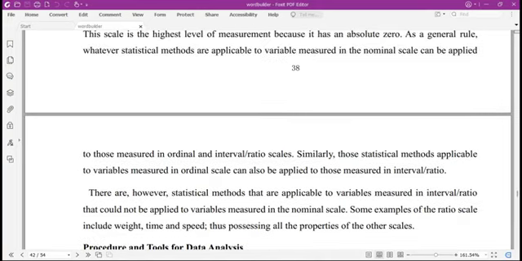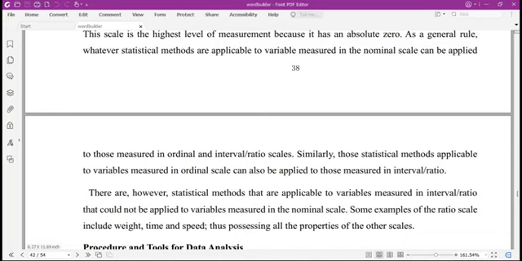thus possessing all the properties of the other scales. So if you look at weight now, weight can possess the properties of nominal, ordinal, interval, and ratio. Now, you see why we said that ratio has absolute 0. If you look at the measurement of weight, for example, there is no weight you measure that will be less than 0. No matter how light the weight is, it can never be less than 0.